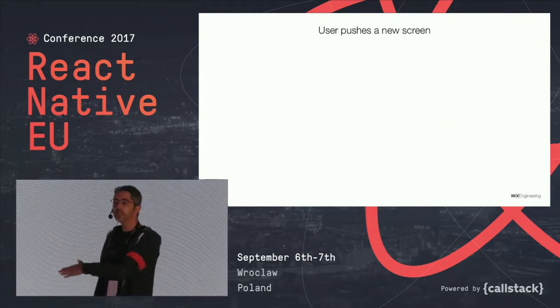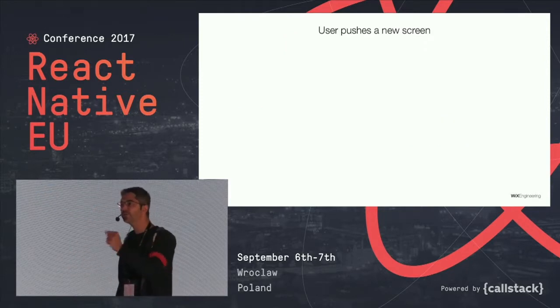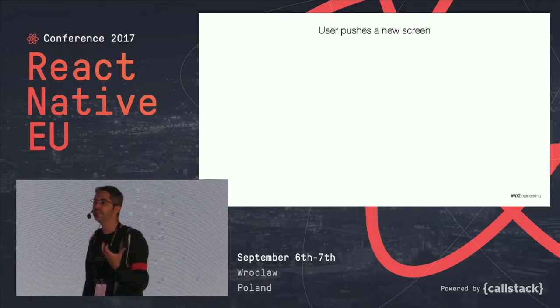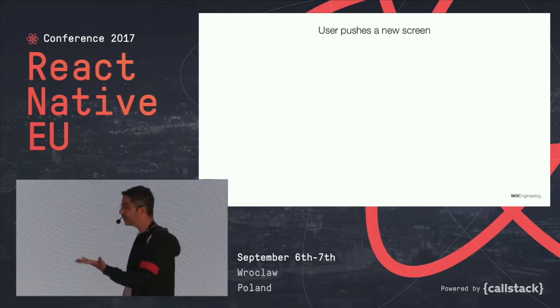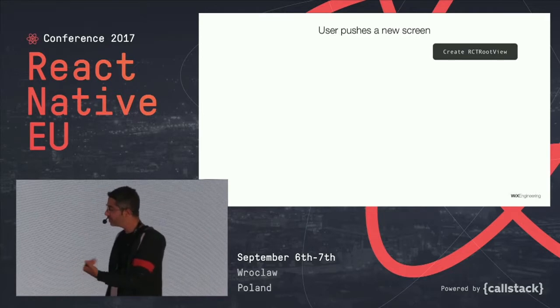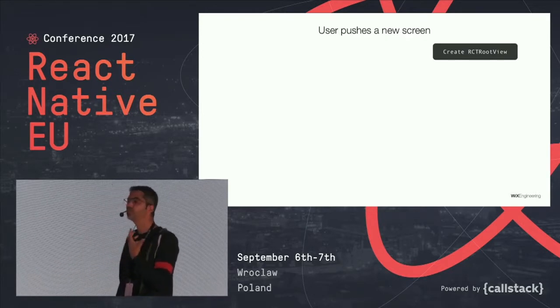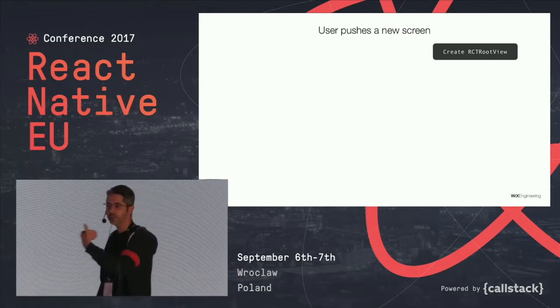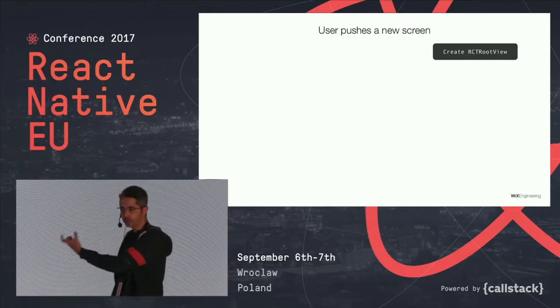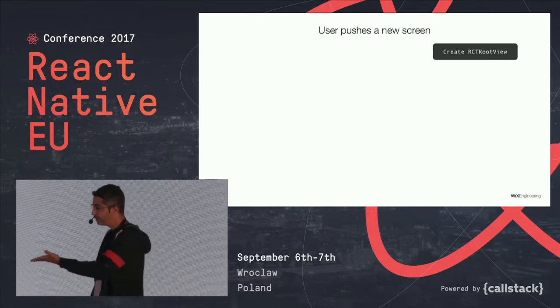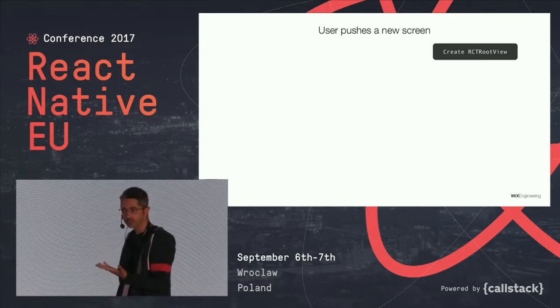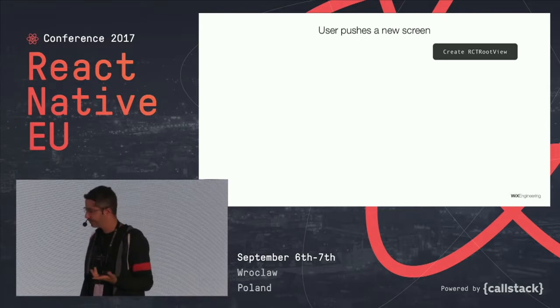So let's take a look at the second use case. I told you when a user pushes a new screen in our app, we have a flicker. Why does that happen? So let's take a look. The user pushes a new screen. What does our native navigation library do? It creates a new RCT root view. Because our navigation is native and we have a native view controller, we need to push a new React hierarchy to screen. So we create a new RCT root view by ourselves and just specify which component we want.